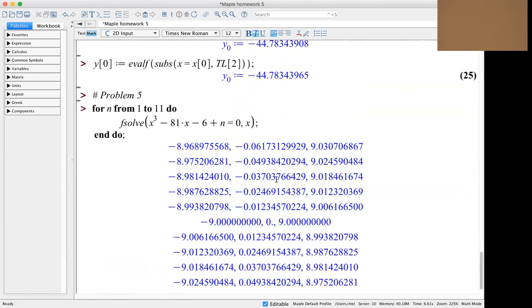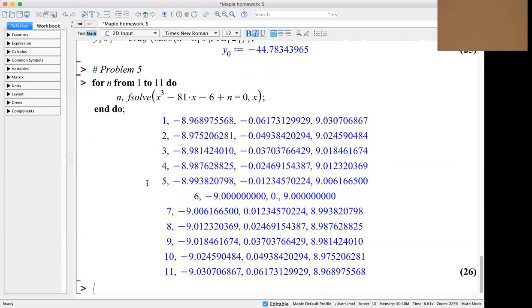Here they are. This is when n is 6. Let me write n comma. So when n is 6, this is x cubed minus 81x equals 0. So the solutions of that are x equals 0 and plus or minus 9. You can see that right away.